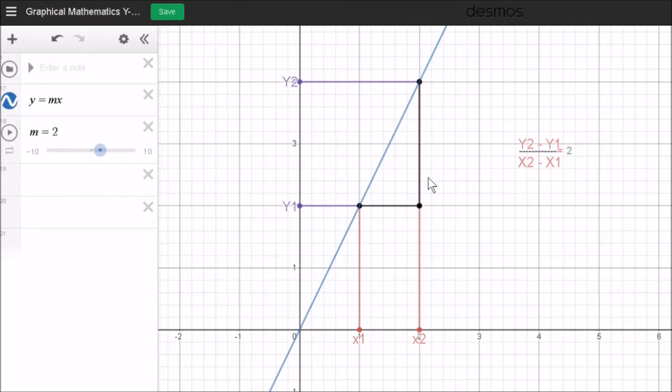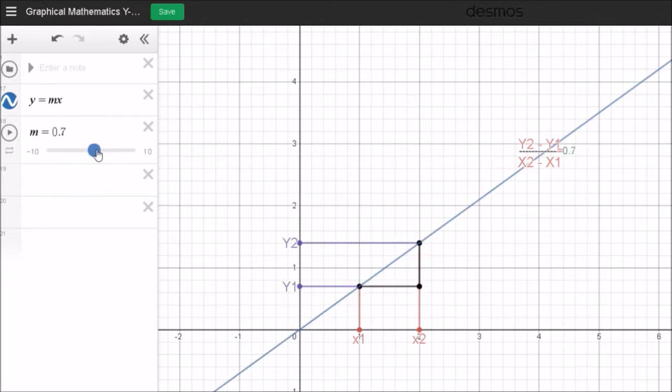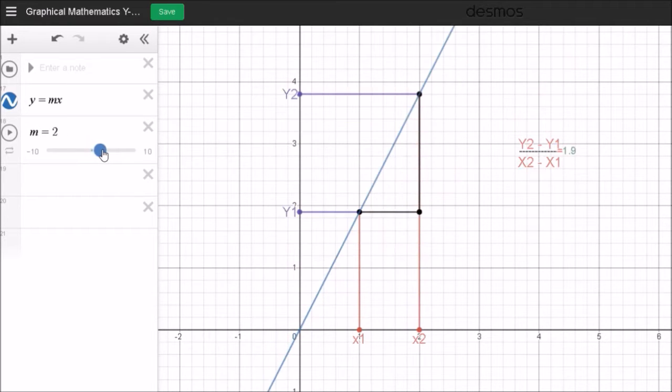Now, before we leave the gradient, we're going to have a look at how we write it down mathematically. So we've got an example here. We've got our equation of a line, y equals mx, in this case m equals 2. Now we can change this gradient m with the slider, and when we change it, it just changes the slope of our blue line. So let's put that back to 2.